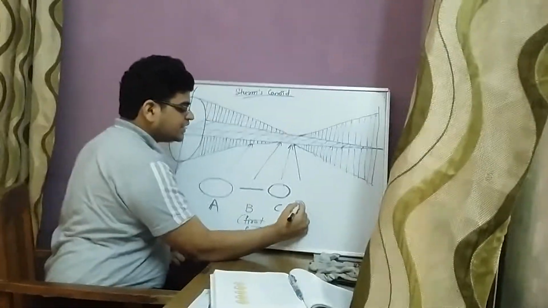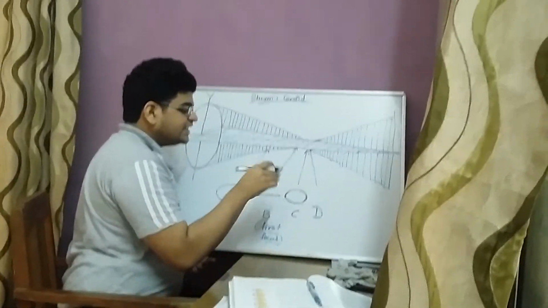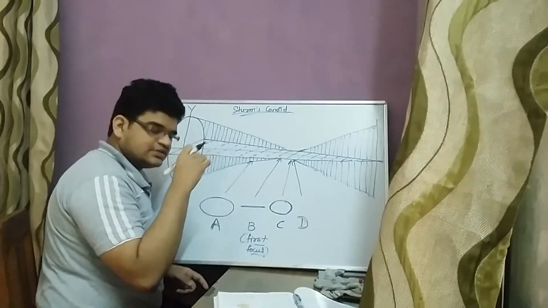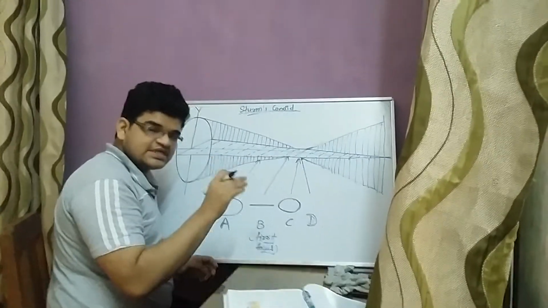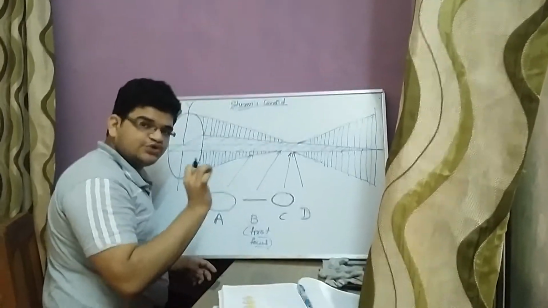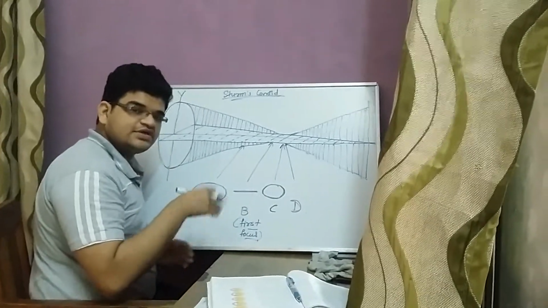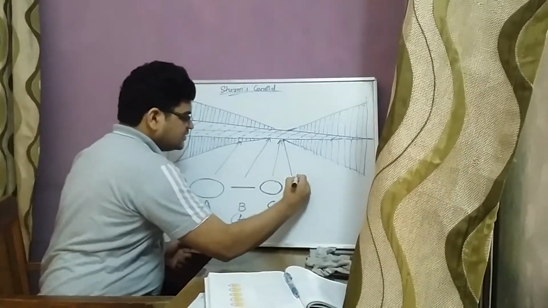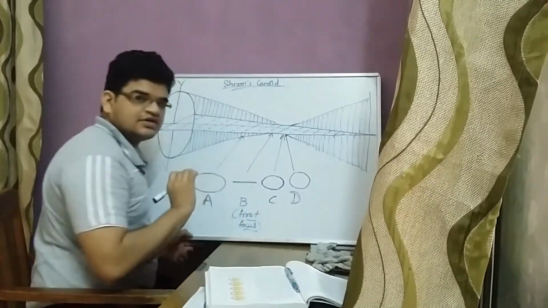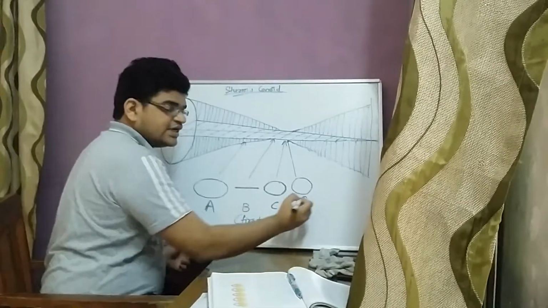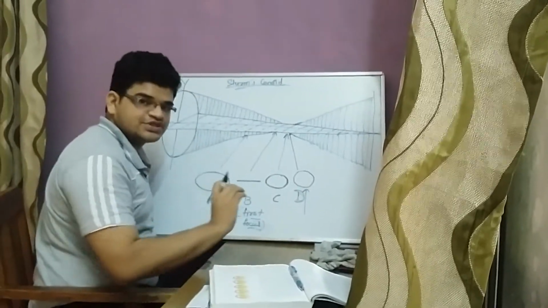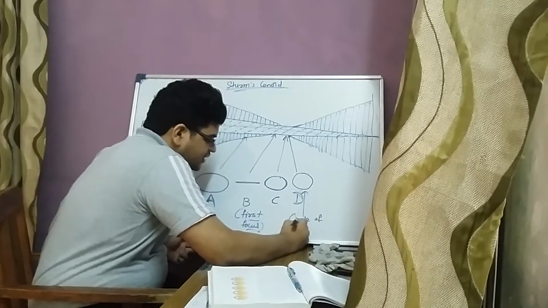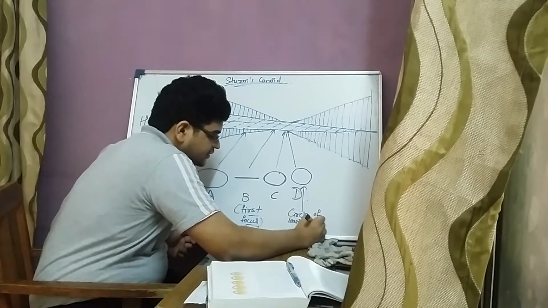So at point D, the divergence of the vertical rays is exactly equal to the convergence of the horizontal rays. So the section formed here is a circle, and this circle is called the circle of least diffusion.